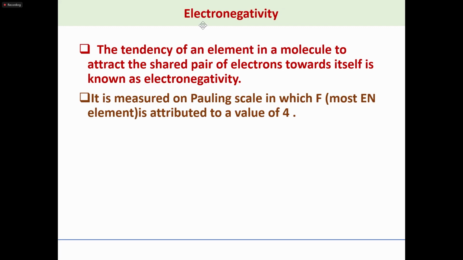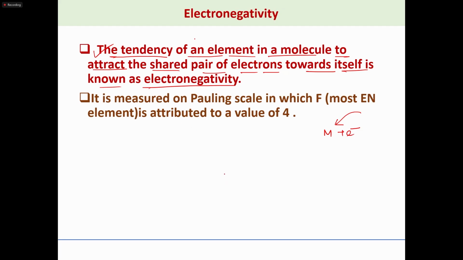Electronegativity is the tendency of an element in a molecule to attract the shared pair of electrons towards itself. So, what was electron gain enthalpy? Electron gain enthalpy means that, for an atom, we are adding one electron from the outside. This is called the electron gain enthalpy.